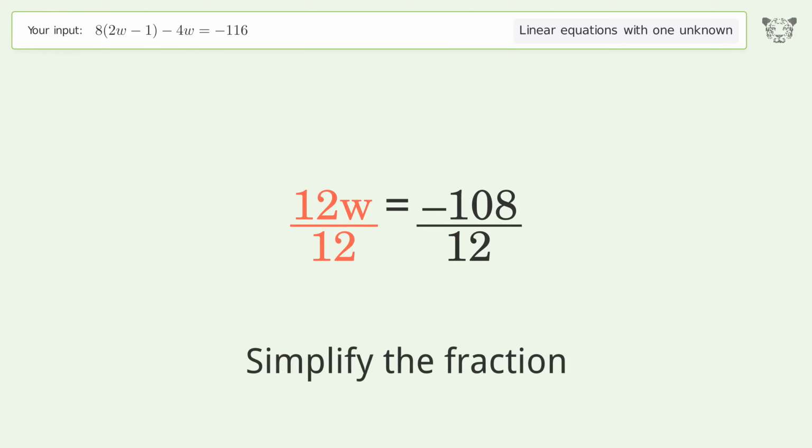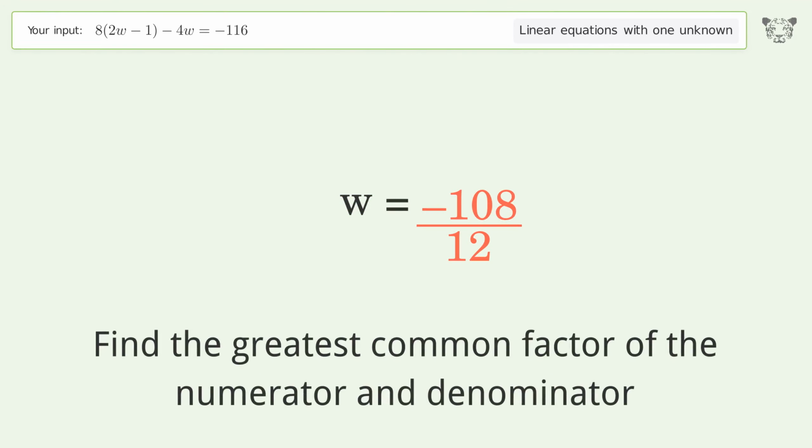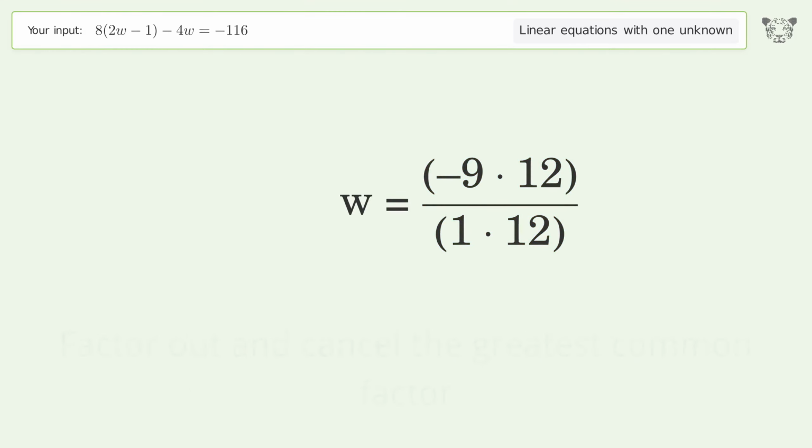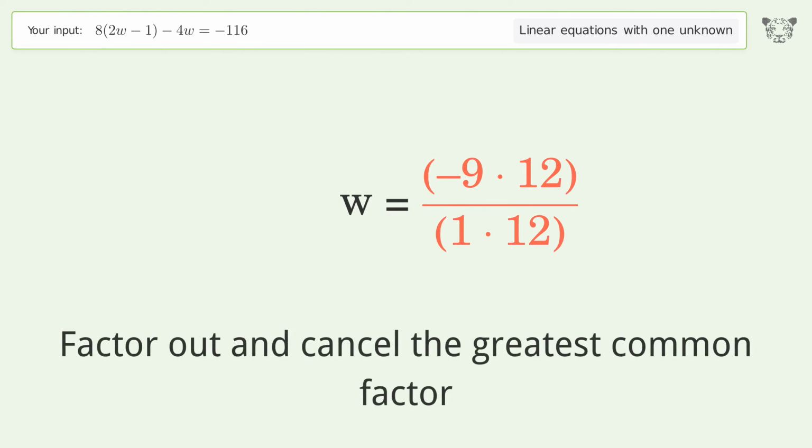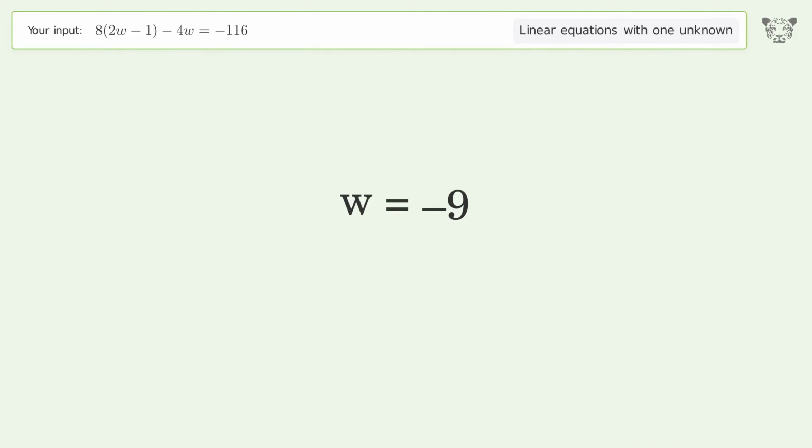Simplify the fraction. Find the greatest common factor of the numerator and denominator. Factor out and cancel the greatest common factor. And so the final result is w equals -9.